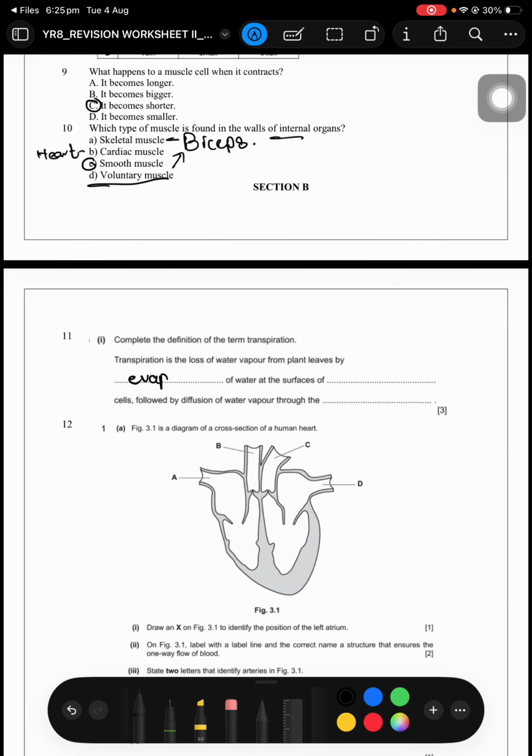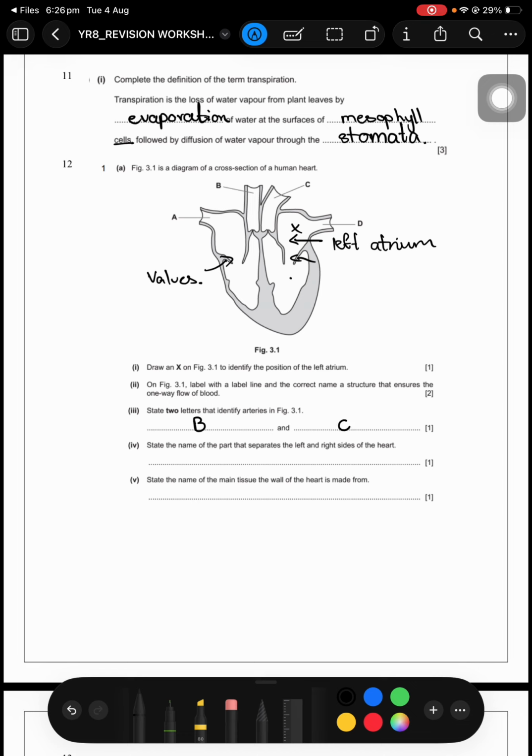State two letters that identify arteries in Fig 3.1. It is D and A because arteries are the top. So the two letters that define arteries, not atriums, arteries. Arteries are blood vessels, and over here the only two highlighted blood vessels are B and C. So the answer is B and C.